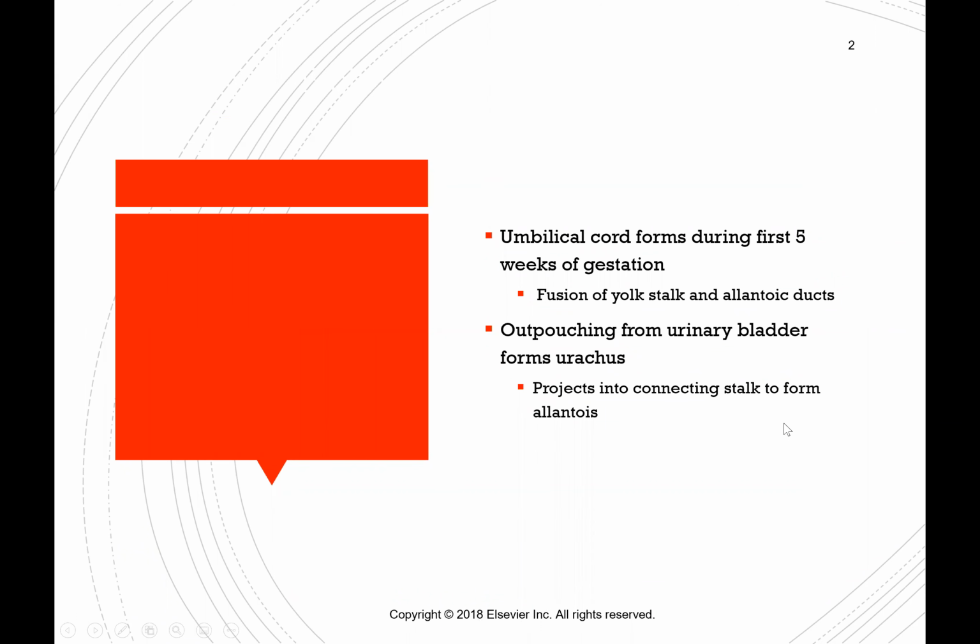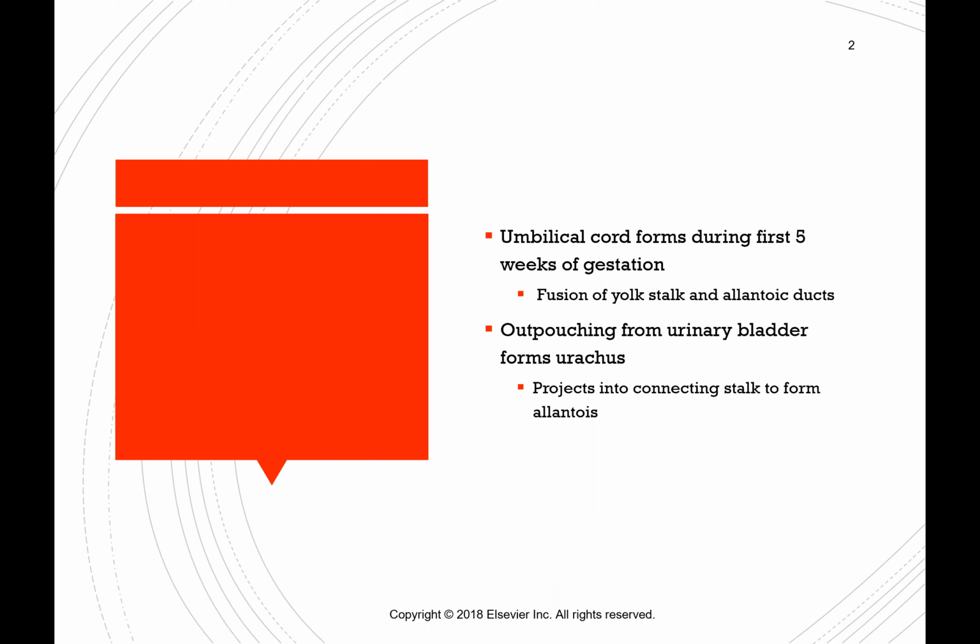So a little bit about how the umbilical cord develops. It really forms during the first 5 weeks of gestation, from the fusion of the yolk sac and the allantoic ducts. And the outpatching from the urinary bladder forms the urachus, and it projects into the connecting stalk to form the allantois.